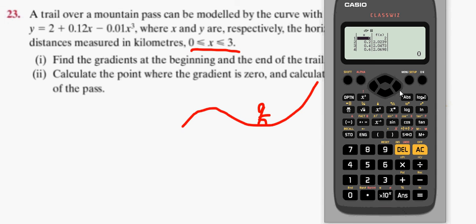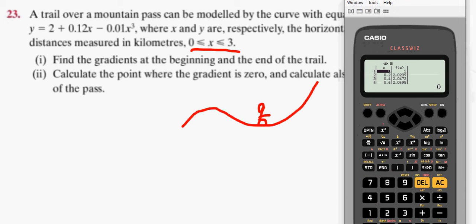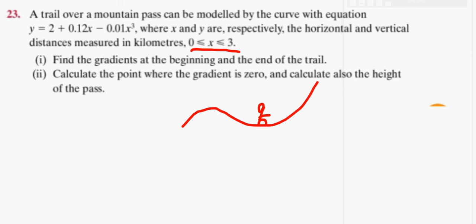And look what it's explaining. I think it's in kilometers. It's in kilometers. At the beginning of your trail, you're 2 kilometers in altitude. After doing 1 kilometer of horizontal walking, you're now at an altitude of 2.11. Then you sort of reach a maximum height. At 2 kilometers, you reach a maximum height of 2.16. You're up the hill, and now you're on your way back down again. So that's the basic premise of the question. You're going up a hill, and then you're going back down again.